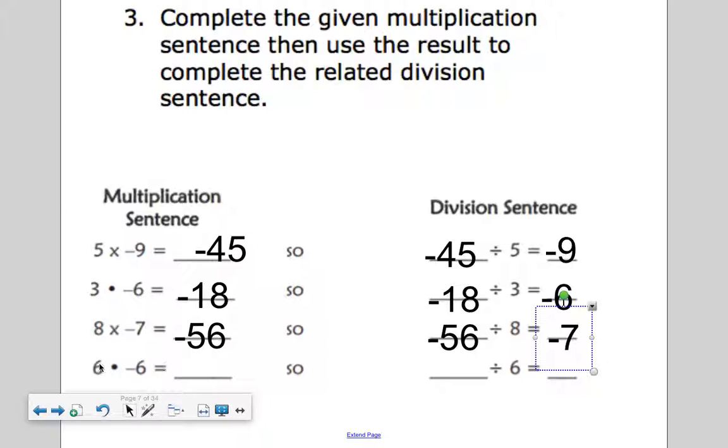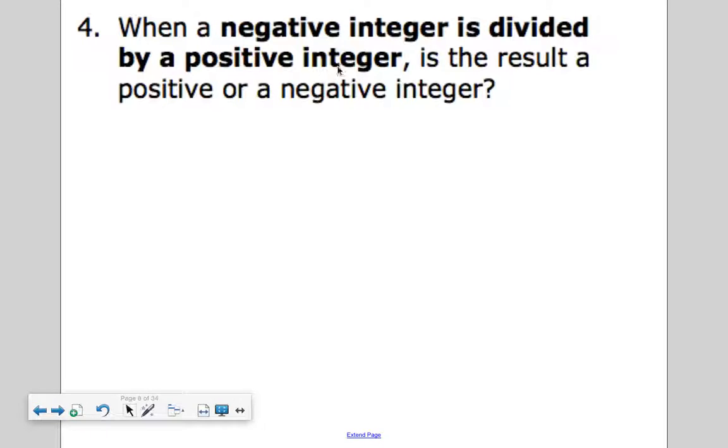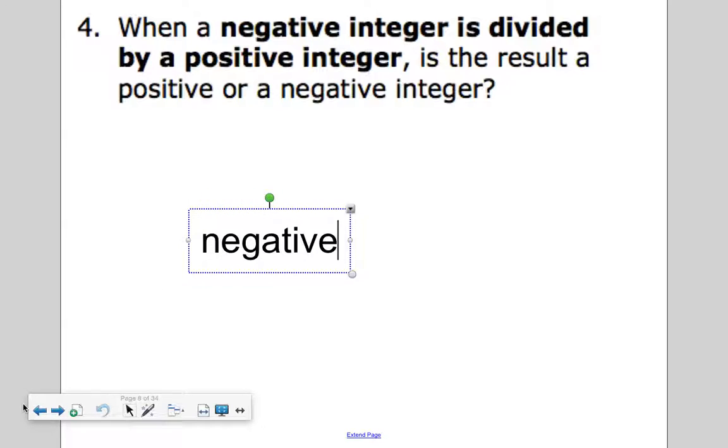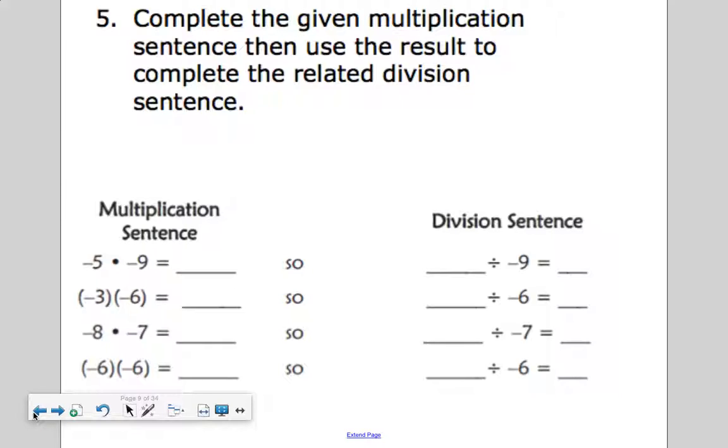And 6 groups, 6 times negative 6, 6 groups of negative 6 will be negative 36. And if I have 36 negatives, I divide it into 6 groups, each group will get 6 negatives. So what did you notice in this one? When I have negatives and I'm dividing it by a positive, the answer will always be negative because you're dividing negatives into groups, so it's negative.